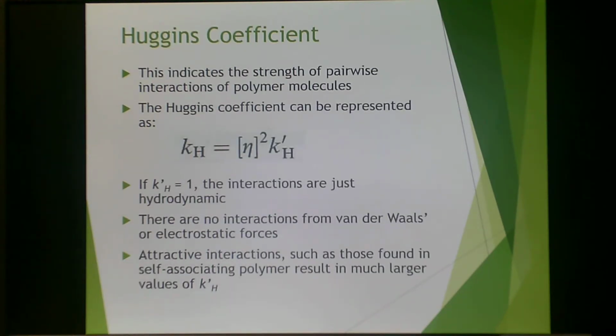The Huggins coefficient, which is K sub h, is indicative of the strength of pairwise interaction of polymer molecules, and it can be represented this way. So here we have K sub h, and this is intrinsic viscosity. In this case, K prime sub h, if that's 1, the interactions themselves are just hydrodynamic. That means there are no interactions from van der Waals forces or electrostatic forces at all. If you have attractive interactions, such as those found in self-associating polymers, that results in much, much higher values of K prime sub h.